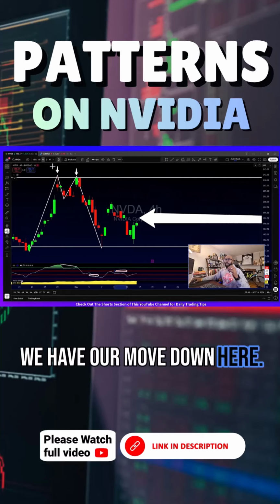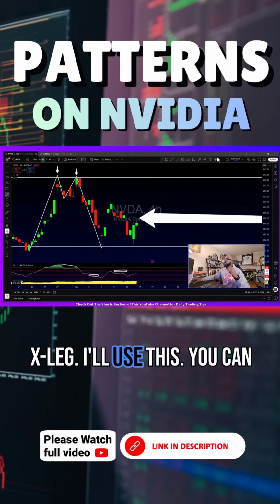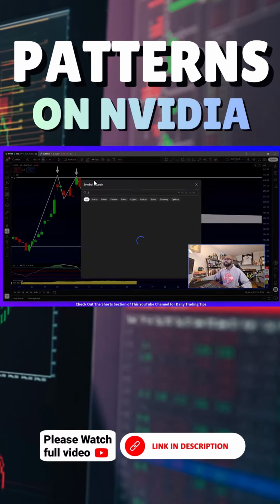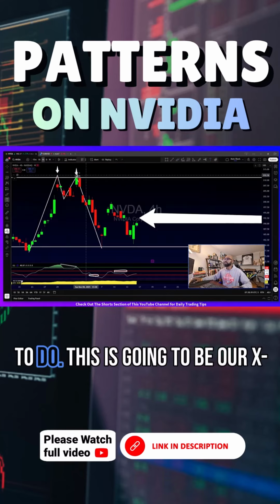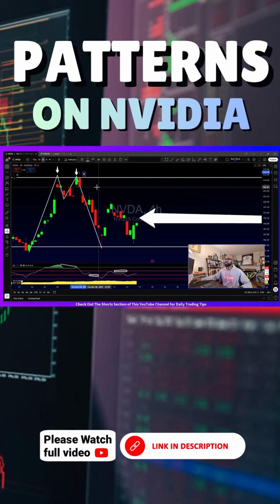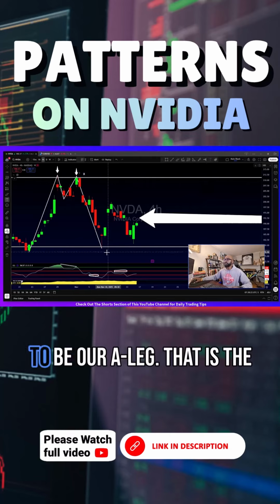We have our move down here. This is going to be called our X leg. I'll use this so you can actually read it. This is going to be our X leg right here. This move down here is going to be our A leg.